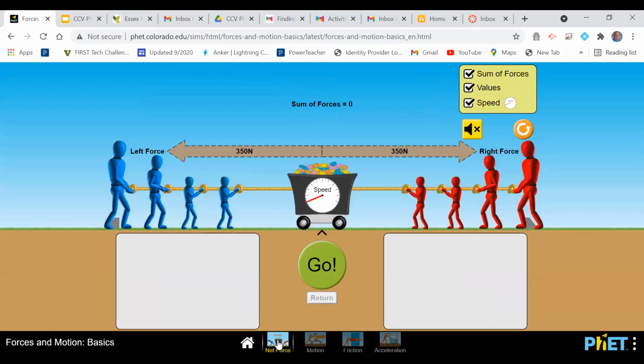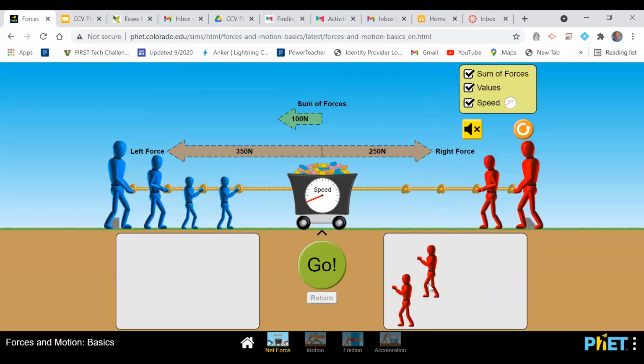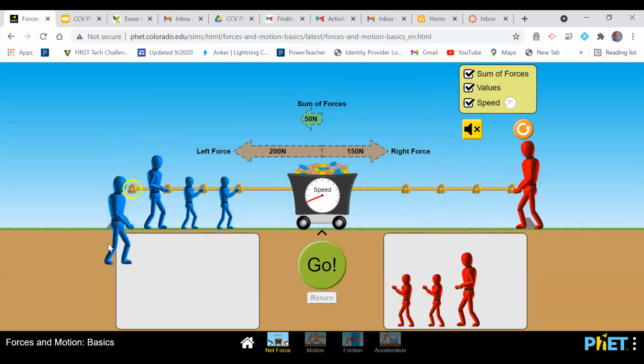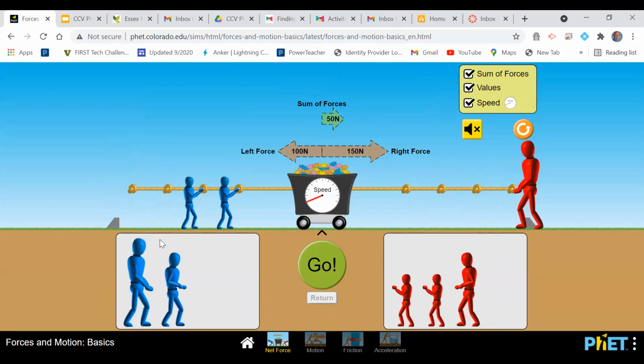So I'm just going to go to net force. Here's our tug of war. We've got some people here that are getting ready to pull against each other. Okay, so 100 newtons versus 150 newtons. You can see that the sum of forces is 50. So the summation sign in Newton's second law means that we're going to want to take the difference between these two forces if they oppose each other. And if they were in line with each other, then we would add them.